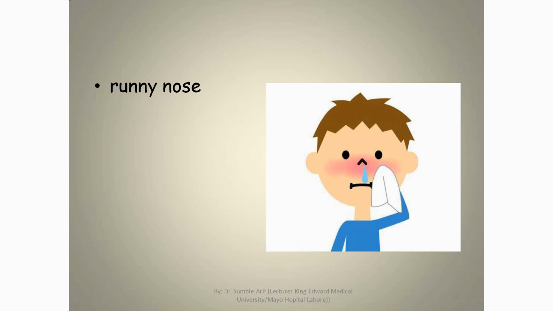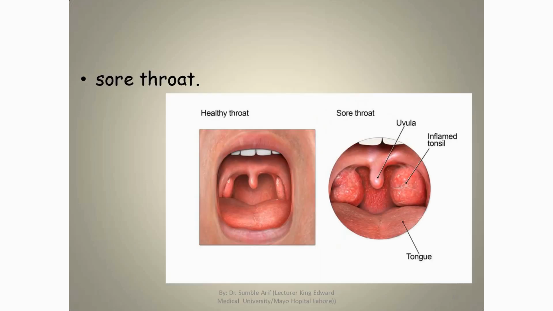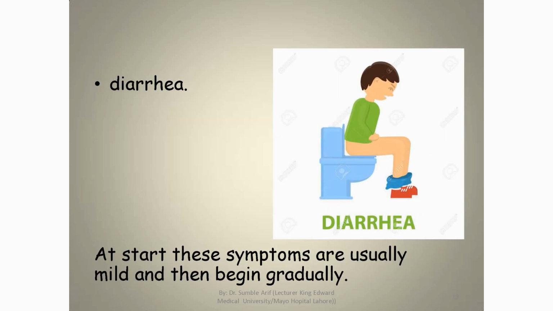It shows that there is inflammation and swelling at the inner linings of his nasal passages and sinuses. And the other symptom he can show is sore throat. Here you can see the healthy throat and a sore throat. You can see the main difference, that is inflamed tonsils. He may also have diarrhea. At the start, all these symptoms are usually mild, and then they get worse with time.